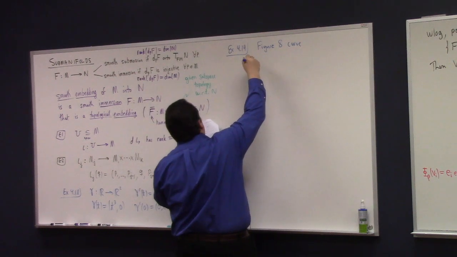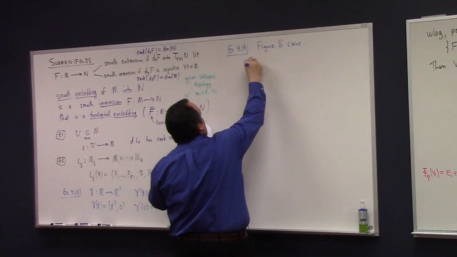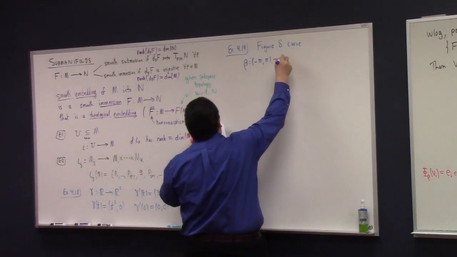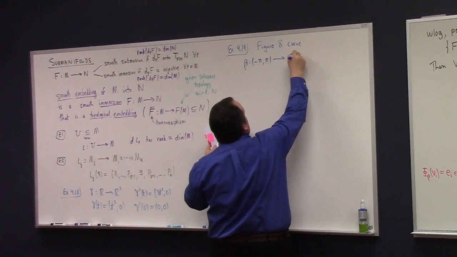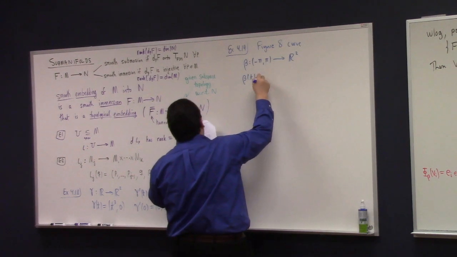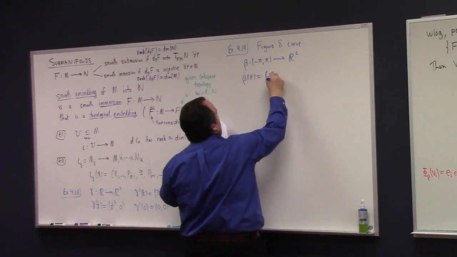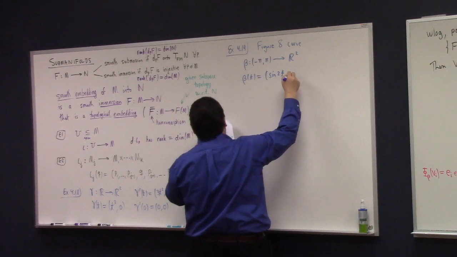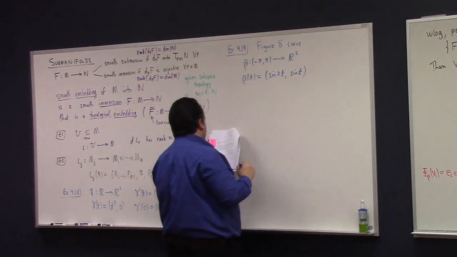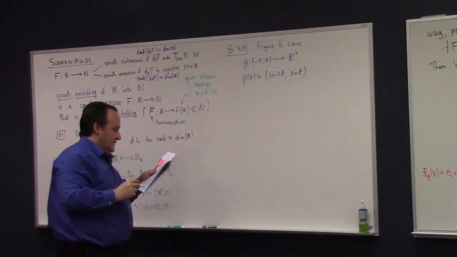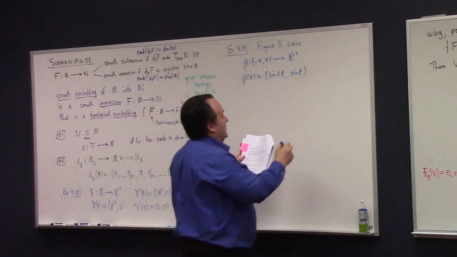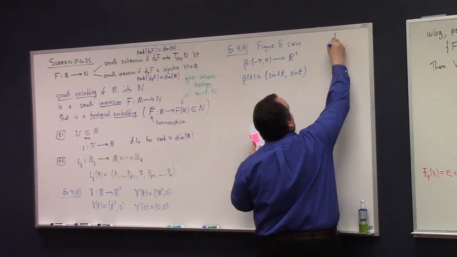The parameterization of this guy, beta, from minus pi to pi into R2 is given by beta of t equals sine 2t and then sine t. All right. He says the image looks like a figure 8 in the plane. Let me draw the picture up here.